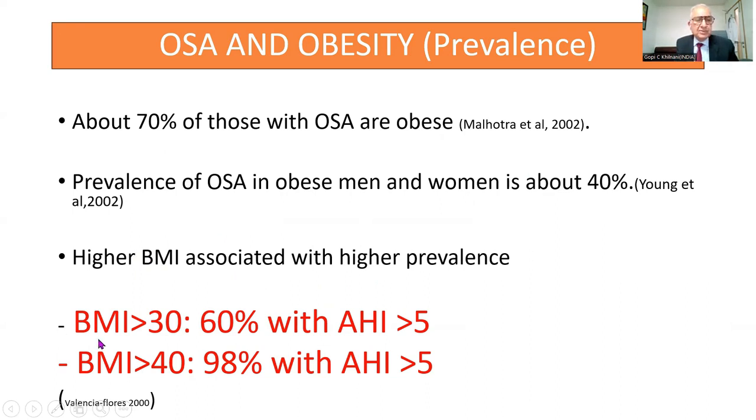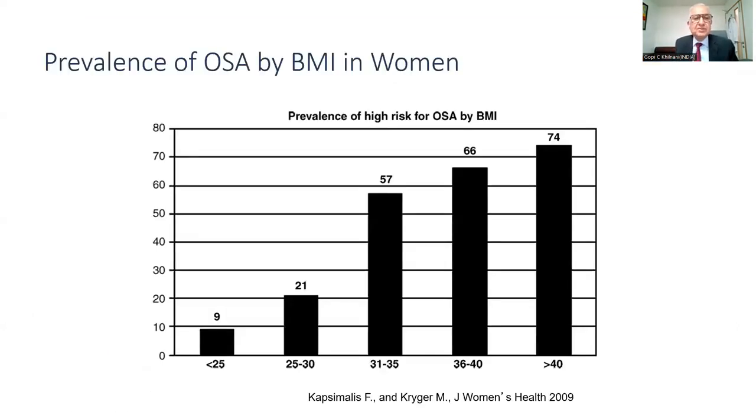So if the BMI is more than 30, 60% of patients will have an AHI of more than 5. If the BMI is more than 40, 98% will have an AHI of more than 5, which is actually the number which is used for diagnosing OSA. So as the BMI increases, as I said, in the ladies also, the BMI of 25 to 30 is 20%. This is another study which is shown. And if the BMI is more than 40, it goes up to 74%.